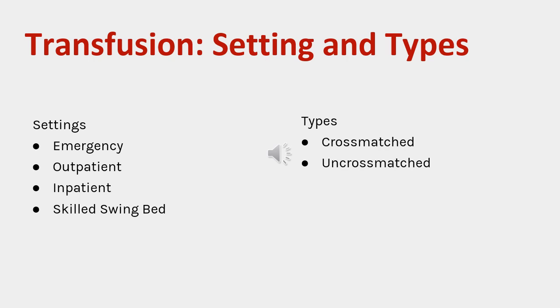At our organization, the transfusion of blood products can occur in the emergency department, in an outpatient setting, in an inpatient setting, in a skilled setting. The types of transfusions that occur are going to be specifically type and cross-matched or uncross-matched emergent transfusions.